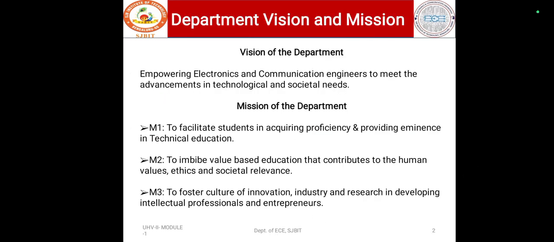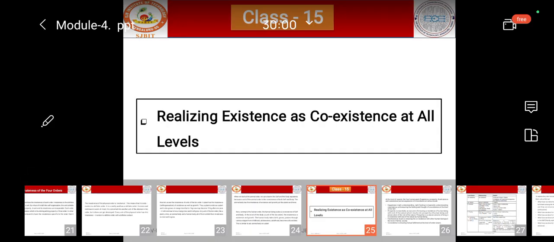These are the department vision and mission, and in today's class we'll discuss existence. Realizing existence as coexistence at all levels.